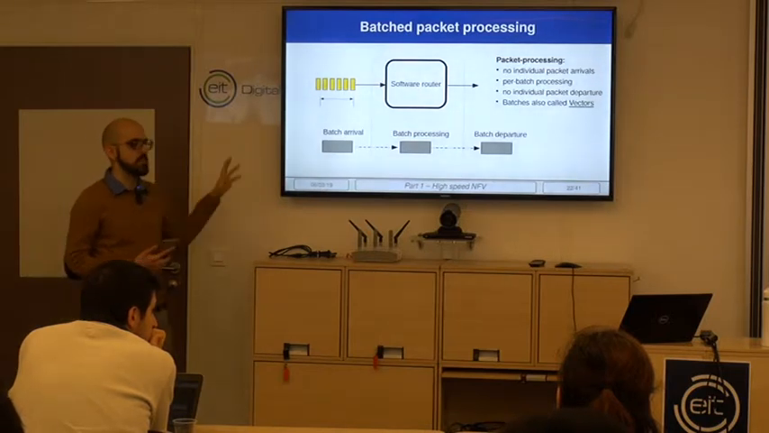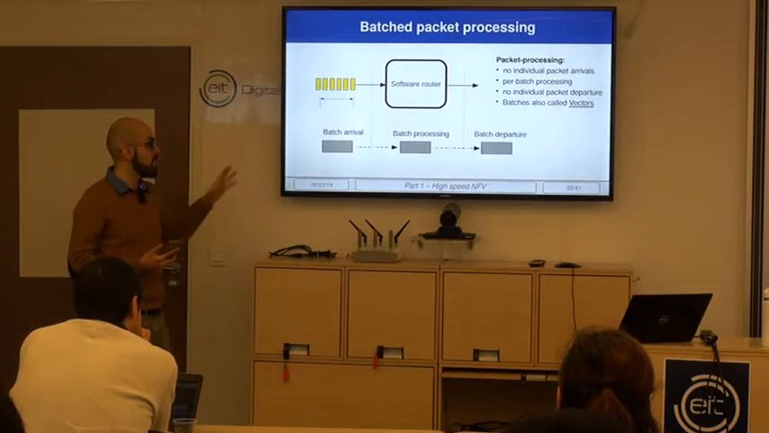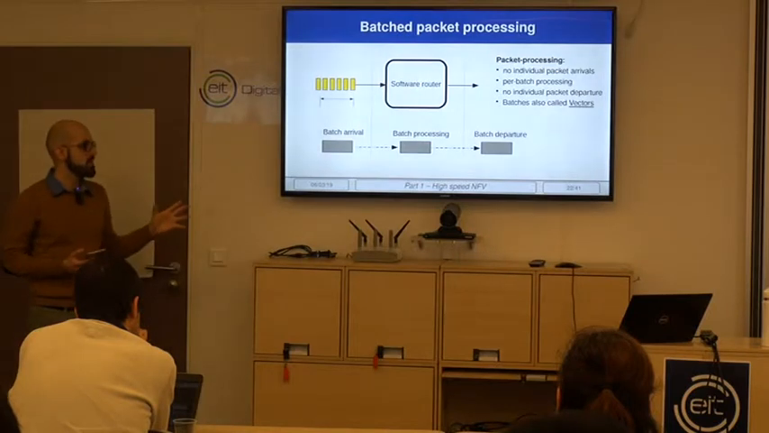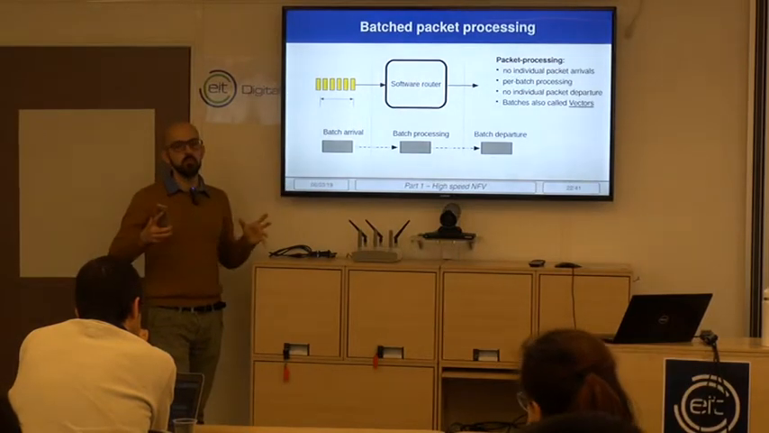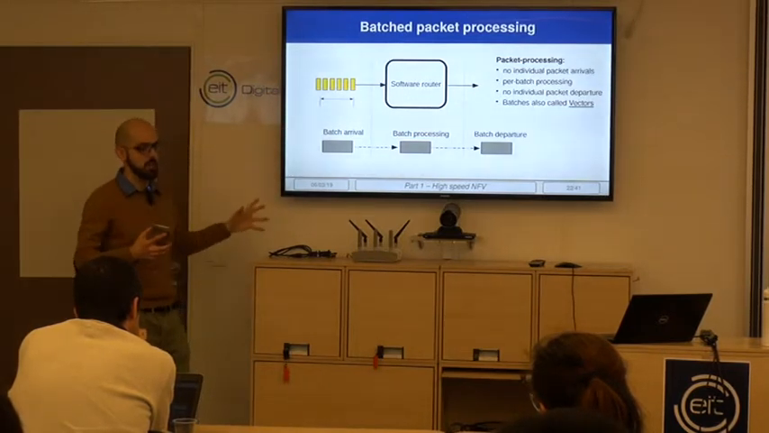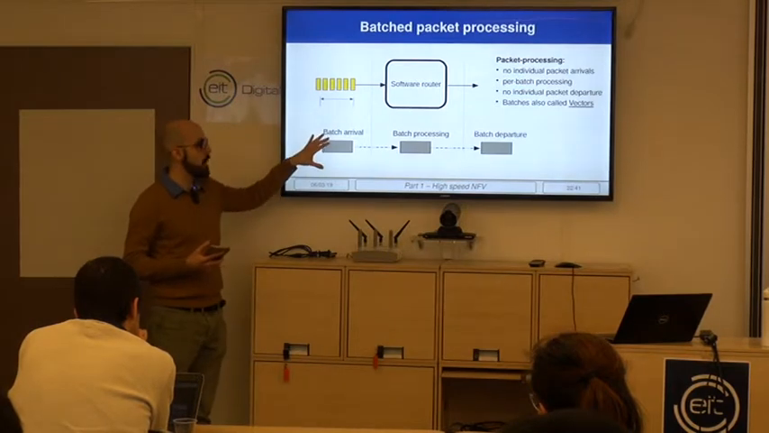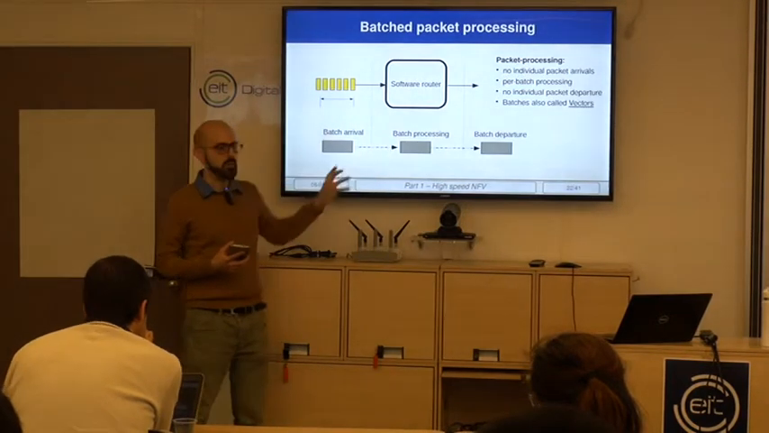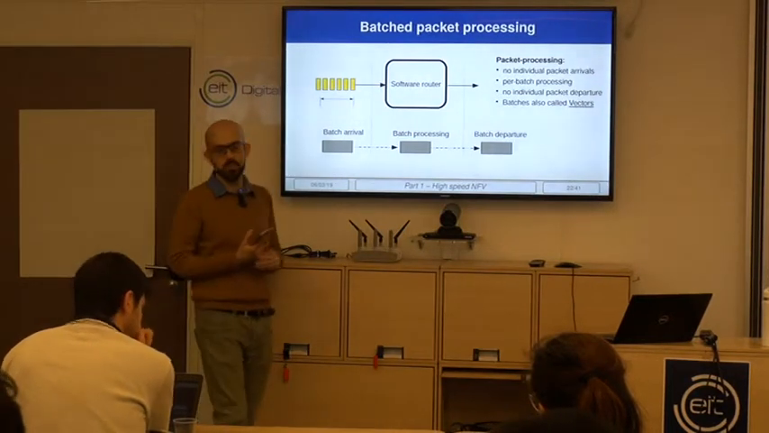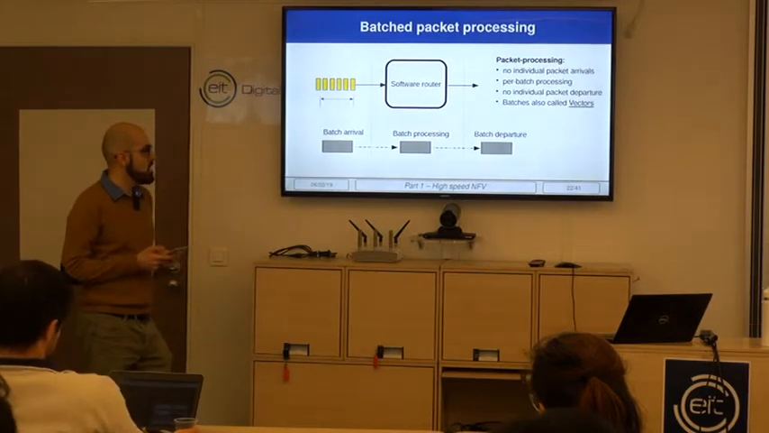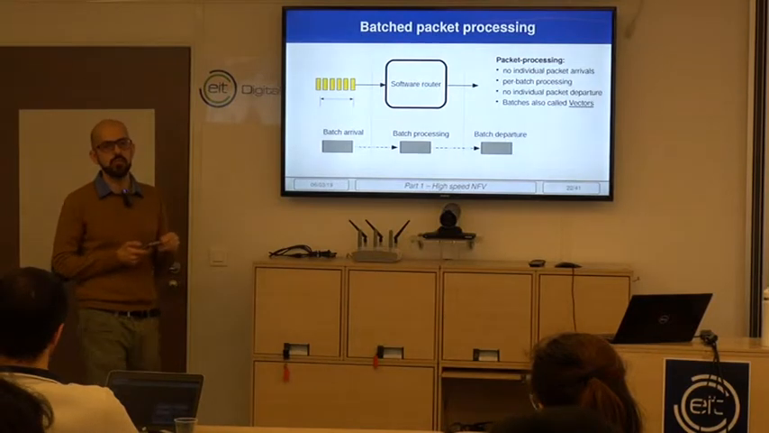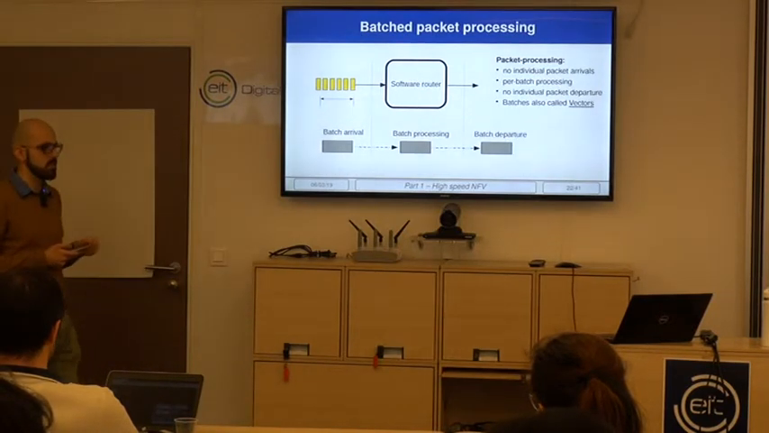We have a set of packets arriving at the NIC interface, but the software router is not dealing with each individual arrival. It is dealing with a group of packets. So the packets are batched in a separate buffer, then they are grabbed at once. All the processing occurs at once as well, hence the batch processing, and even the departures are batched. This is very important because batching can maximize the utilization of the CPU pipelines, and we will see it later.